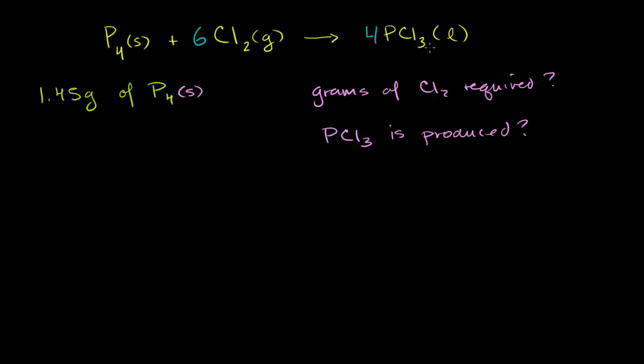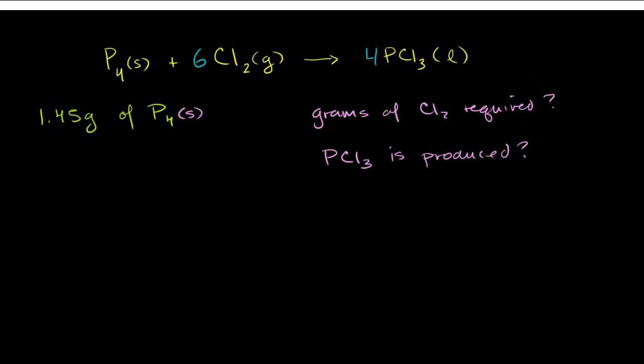Now, the next thing we have to do, now that we know that we have a balanced equation and we can get into the meat of the problem, is figure out how many moles of phosphorus we're dealing with. Because once we know the moles, we can use the stoichiometric ratios, which is just essentially saying, look, for every mole of that, I need 6 moles of that. And for every mole of that, I'm going to produce 4 moles of that. So you want to get it all in terms of moles. So let's figure out how many moles of phosphorus we have on our hands.